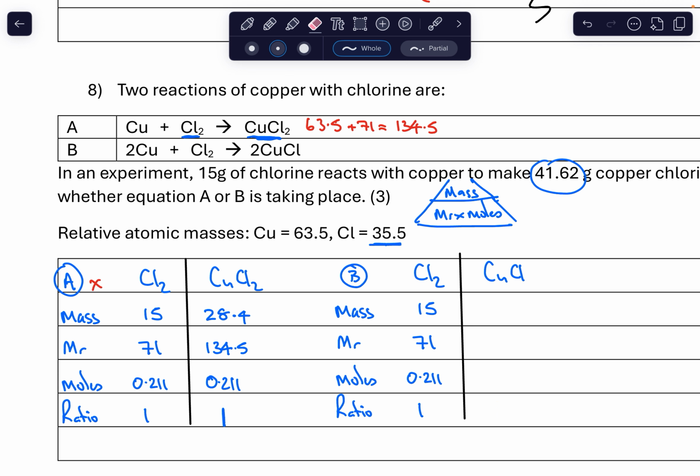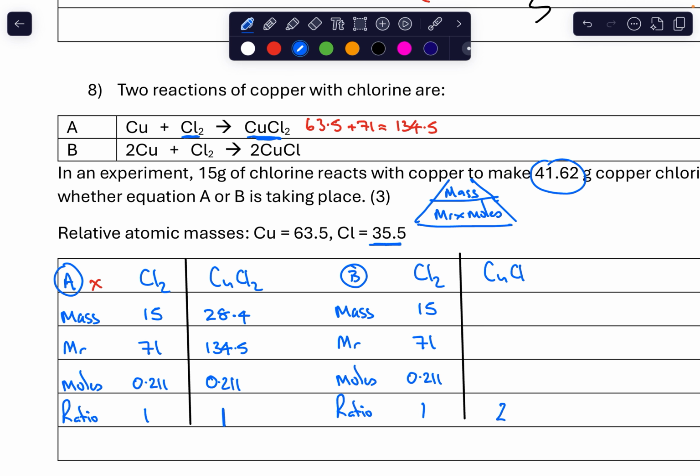So the first bit of this working out is exactly the same. We have 15 grams of chlorine. Chlorine is 71, and that means there's this many moles. The ratio of chlorine is still 1, so let's put that in. But this time, the ratio of copper chloride is 2. So here, I'm putting 2. So now I've got 0.211 times that by 2, and here I'm getting 0.422.